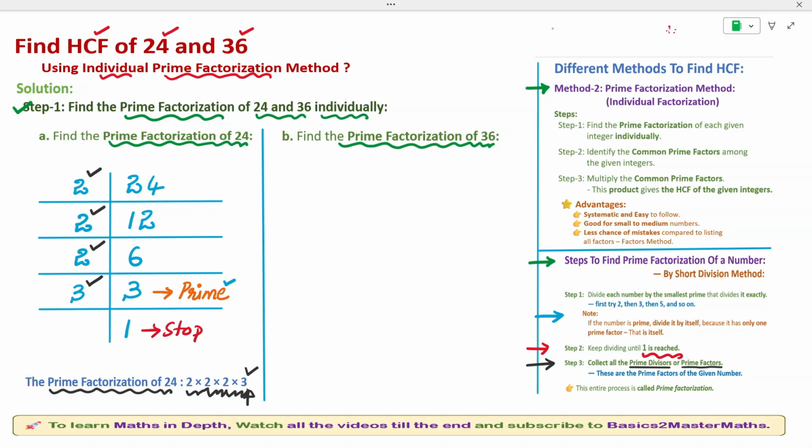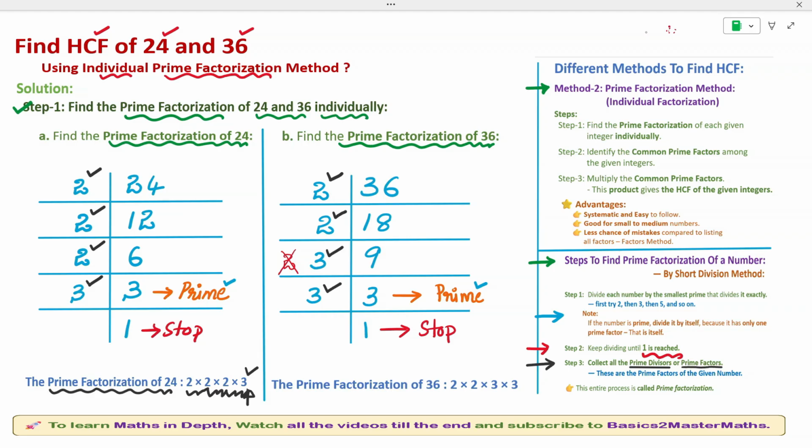Got it? Since we have already practiced many problems on prime factorization, I am skipping this step. So, the prime factorization of 36 is 2 multiplied by 2 multiplied by 3 multiplied by 3. Got it?